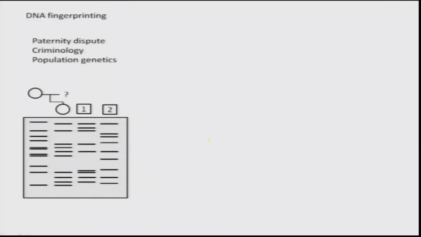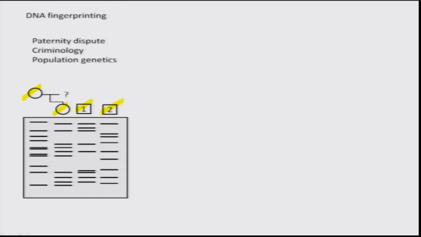What is shown here is a banding pattern of DNA. It is shown as a schematic of a paternity dispute. You have a mother and her daughter. What we do not know is who is the father of this particular child. There are two individuals who are claiming, male 1 and male 2.